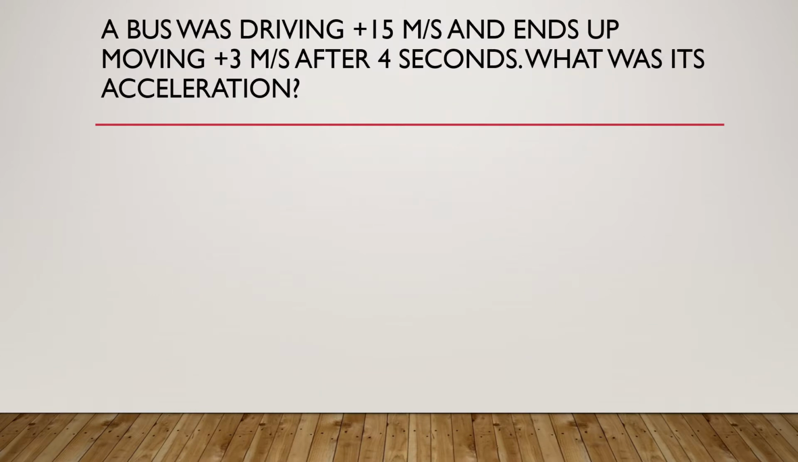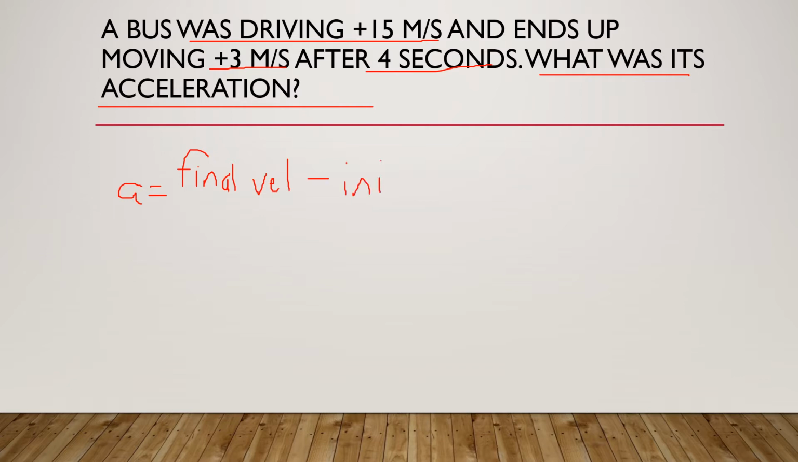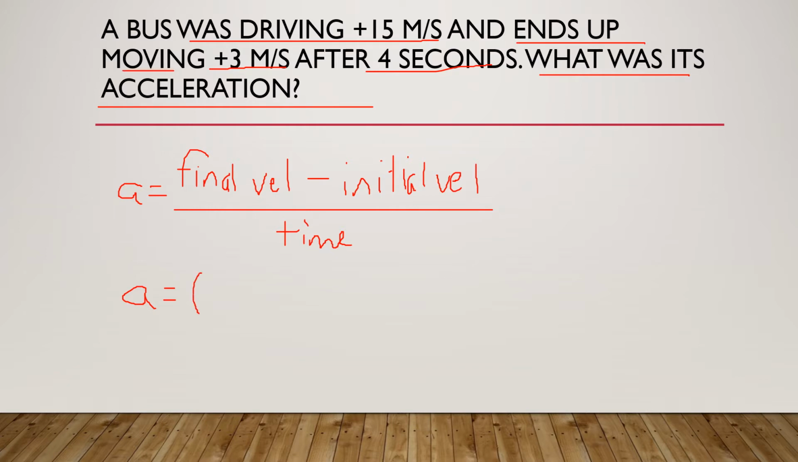A bus was driving plus 15 and ends up moving plus 3 meters per second after 4 seconds. What was its acceleration? So because it says what was its acceleration, we know we're going to use the acceleration equals final velocity minus initial velocity divided by the time. Okay? So in this case, the final velocity, was that 15 or was that 3? Oh, ends up moving. That's final. So the final velocity is 3.